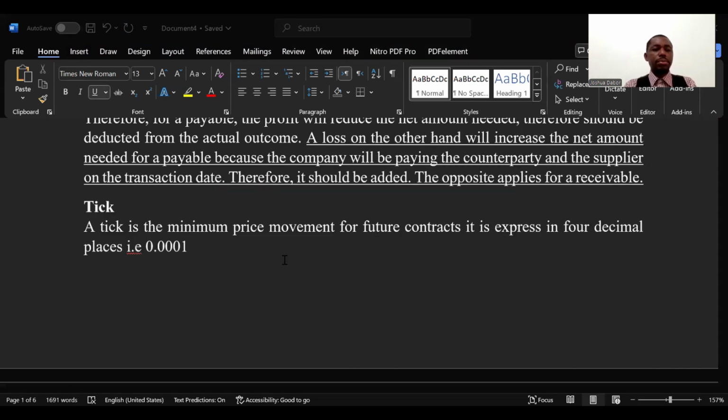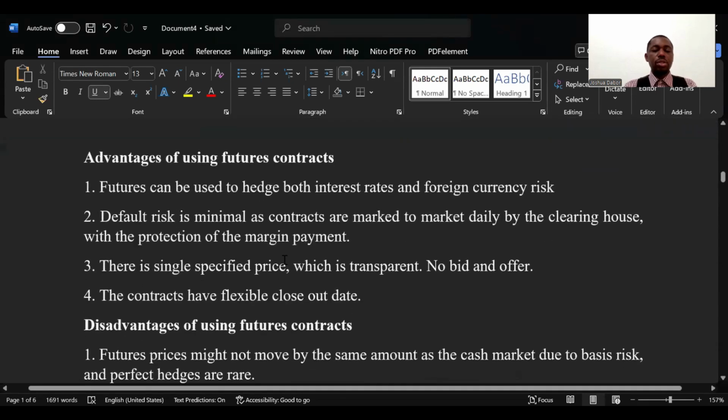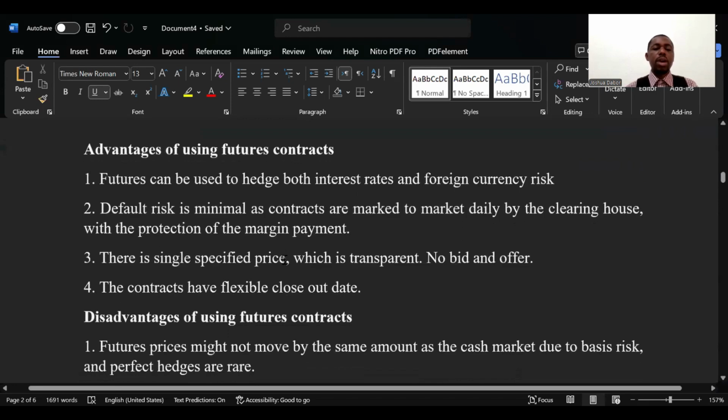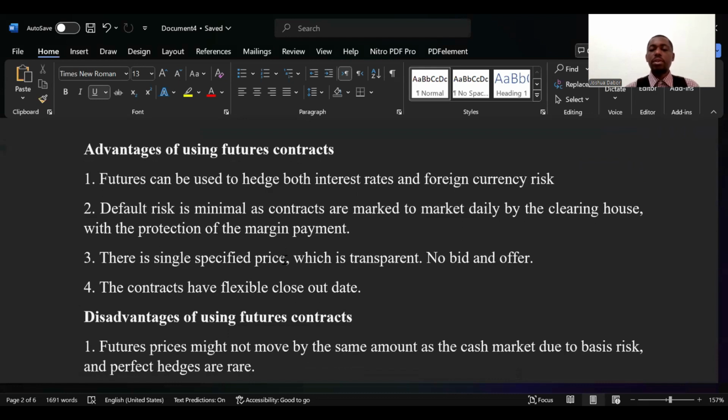So what is a tick? It is the minimum price movement in a futures contract, and it is expressed in 4 decimal places. Now, what are the advantages of the futures contract? Number one, the futures contract can be used to hedge both interest rate and foreign exchange rate risk. The advantages of using futures contracts. Number one, futures can be used to hedge both interest rate risk and foreign currency risk.